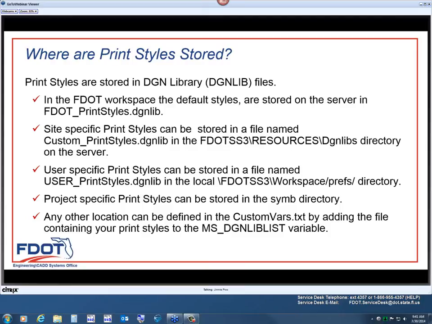And if it's got that name and it's in that directory, it's automatically going to get loaded anytime the FDOT workspace opens. So that's an easy way for you to just add print styles without knowing much about the configuration or how to do that. You can also define print styles down at the user level or the project specific level. There's a user printstyles.dgnlib you can put in this directory. Basically the key there, in all these cases, is the file you store it in needs to be in this msdgnlib list variable for it to be available to the users.